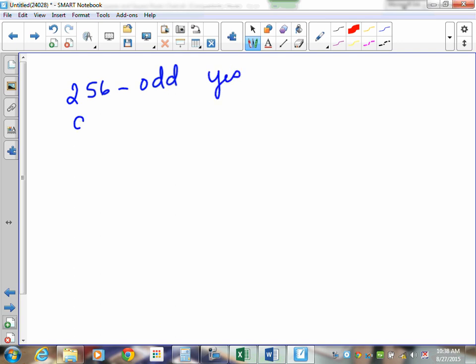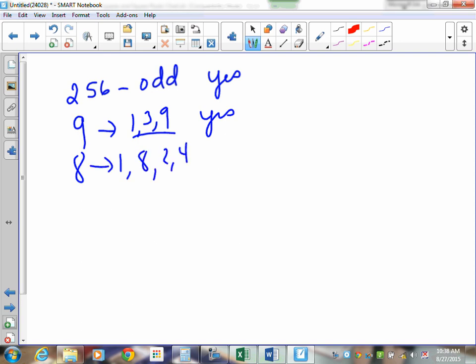What about 9? Is it a perfect square? Well, the factors are 1, 3, and 9. Odd number, so this is yes. What about 8? 8 has 1 and 8, 2 and 4. Is this a perfect square? No. Why? 1, 2, 3, 4. It's got an even number of factors.